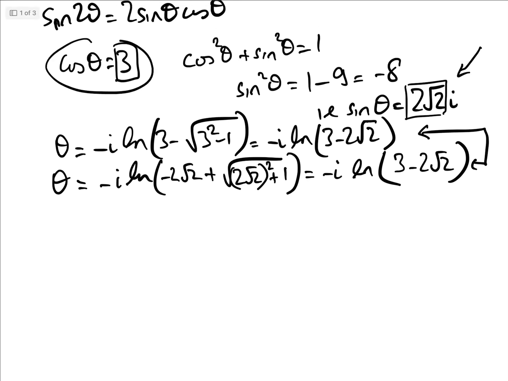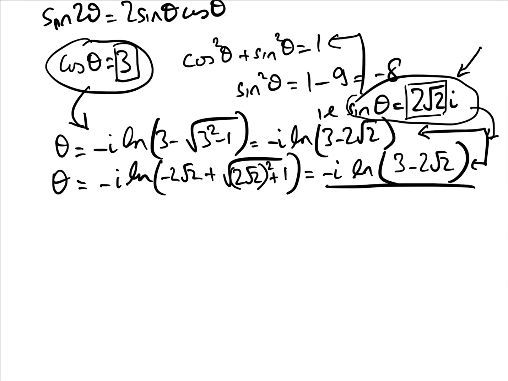So basically what we've said is if cos theta equals 3, then theta, by our formula above, is minus i log 3 minus 2 root 2, and as sine theta is 2 root 2 i, which it must be because cos squared plus sine squared is 1, and we stick that into our sine formula, we get the same theta, which we must do, which is minus i log 3 minus 2 root 2. Let's just continue this, because we get some quite wacky answers here.